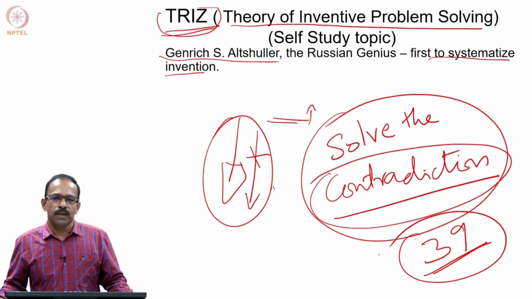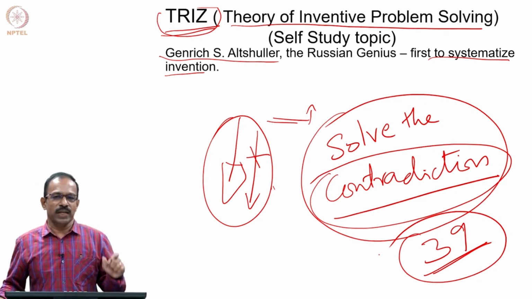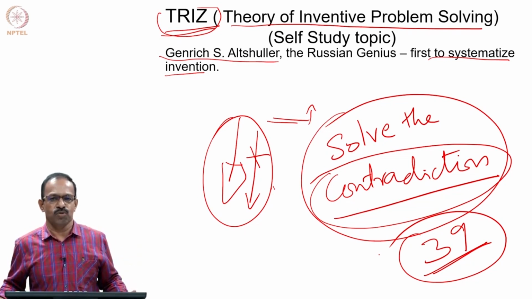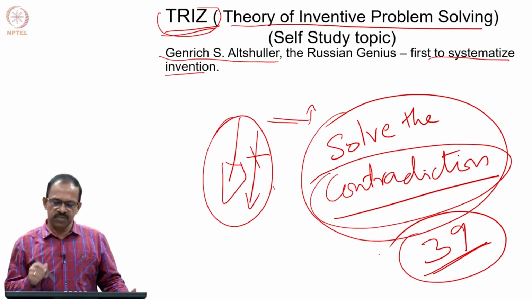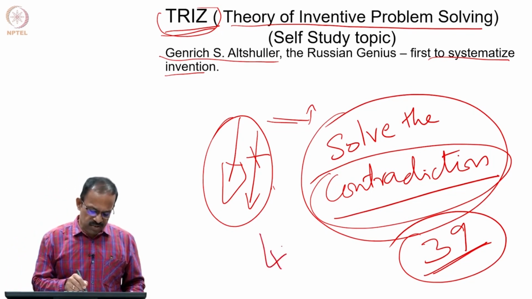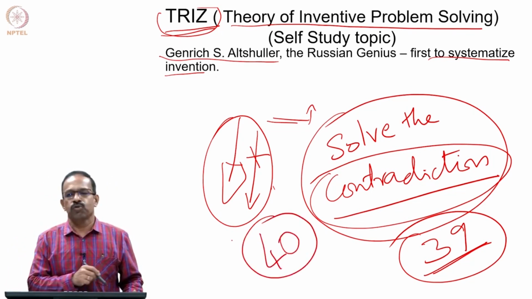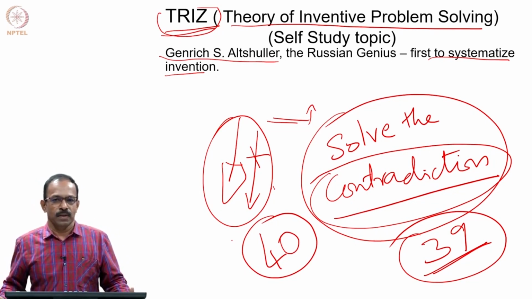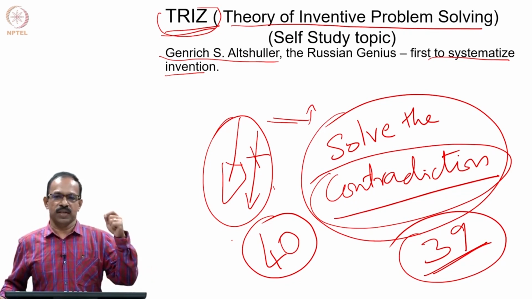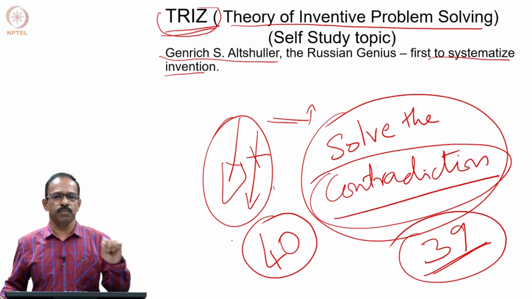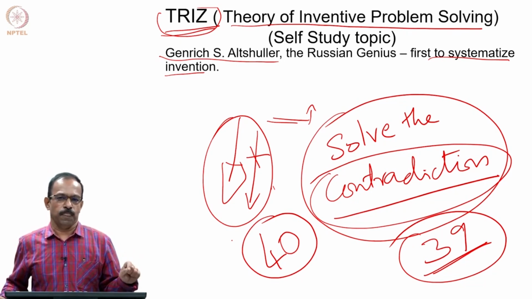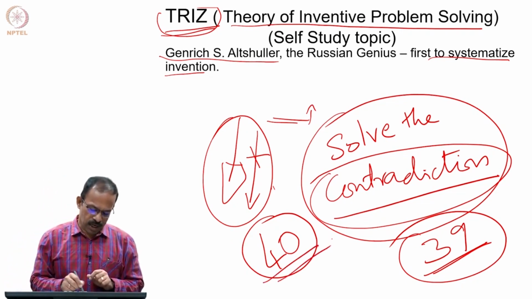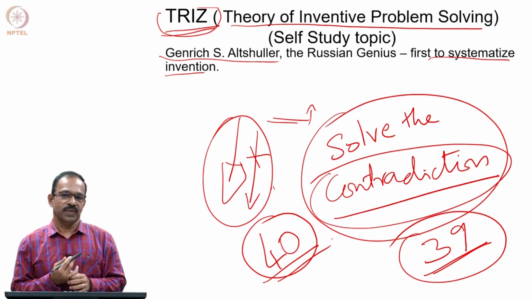And then again he tried to understand, if there is a contradiction between one parameter and another parameter, what is the way they tried to solve it. And then he realized that there are only 40 engineering principles that can be used to solve all the contradictions existing in the world. That is, in all those 400,000 patents, they used only 40 principles to solve a problem, or all the principles they used to solve the contradictions can be brought down to 40 engineering principles.